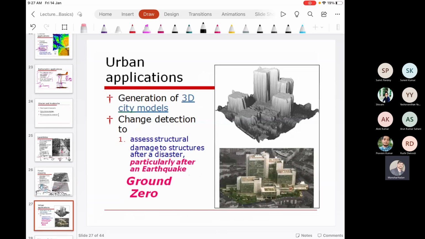Now further, this LiDAR we use for urban applications, where, as in the previous slide, various objects of interest can be extracted from the LiDAR data. In the urban context, building information is also extracted and captured. Like if you see in this case, this is the photograph, and once the laser scanning is performed, then this is the surface model.